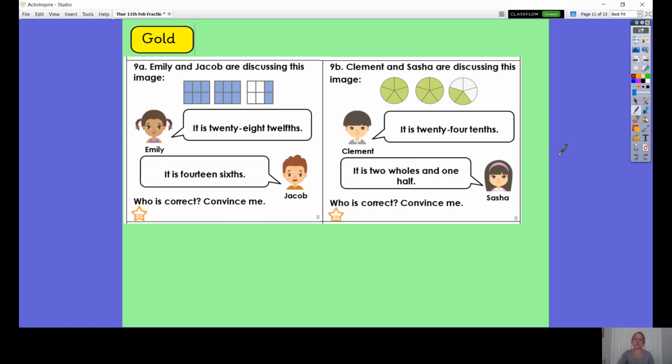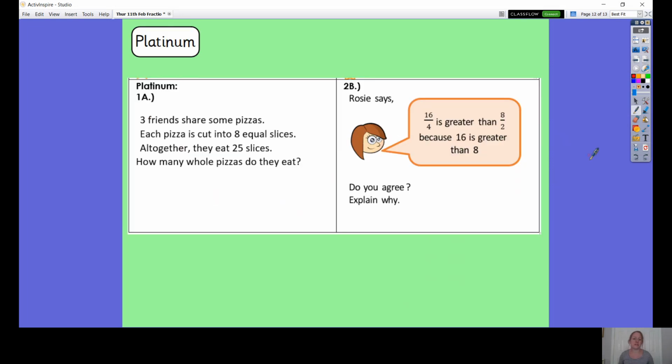I think you've already been on for a really long time. Let's have a go at this. Pause here. And then finally, there's a platinum activity there, which I won't read through now. You can read that for yourself and have a try.